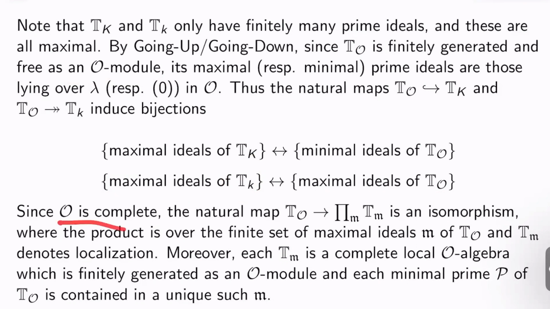Now, O is complete. So the natural map T_O to the product over m of T_m is an isomorphism, where the product is over the finite set of maximal ideals m of T_O, and T_m denotes the localization of T at m. Moreover, each T_m is actually a complete local O-algebra, which is finitely generated as an O-module, and each minimal prime P of T_O is contained in a unique such m.